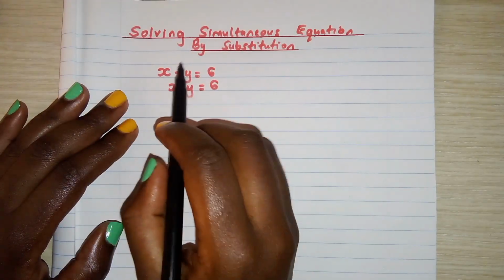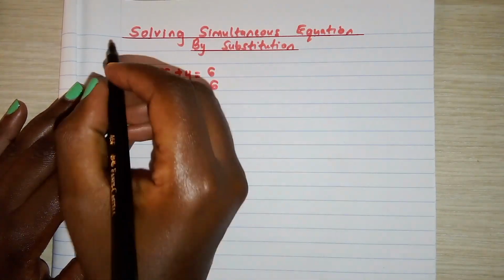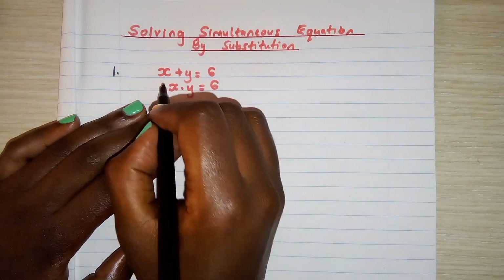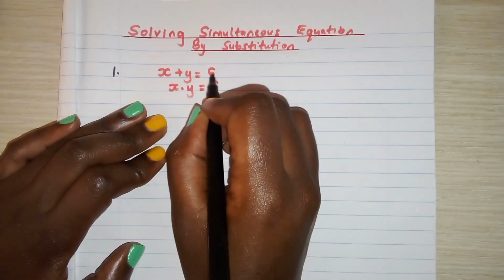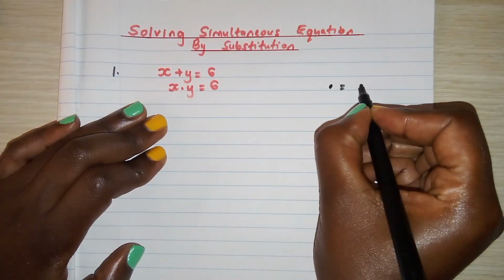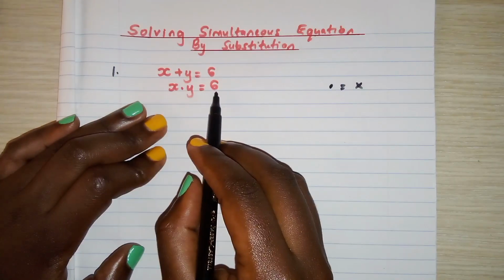In today's video, we'll look at only one question. So that's the question we are going to answer. We have x plus y equals 6 and x times y equals 6.